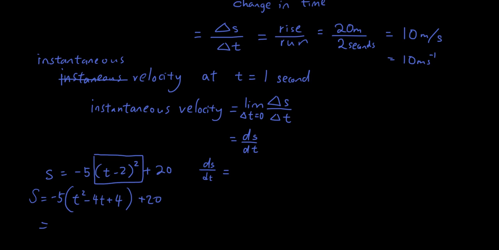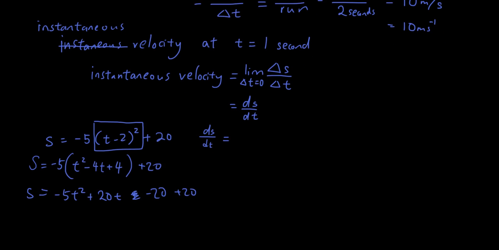So now we have s equals negative 5t squared plus 20t minus 20 plus 20. Right, if you remember how to expand the bracket. If you don't know how to expand, you should go back to the expanding tutorial. So now we can cancel these two numbers out, and this is our equation for s in expanded form.